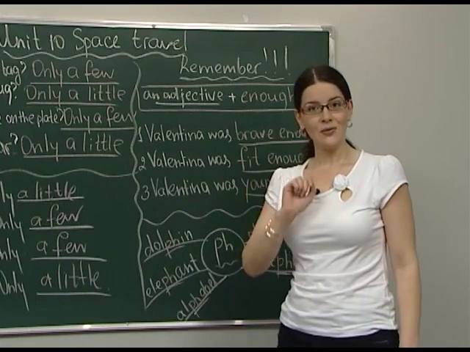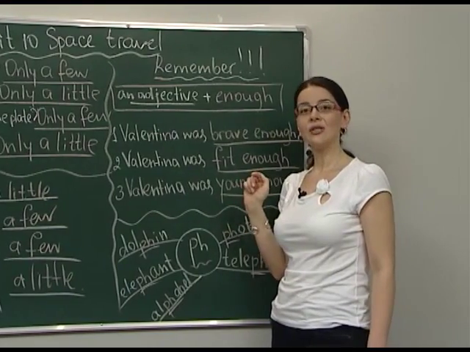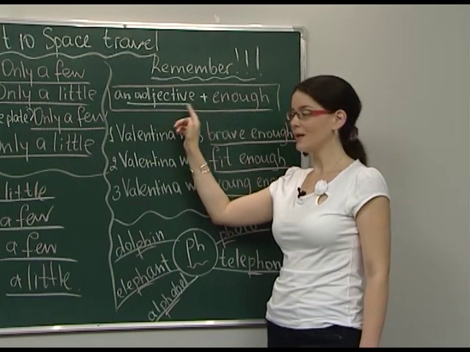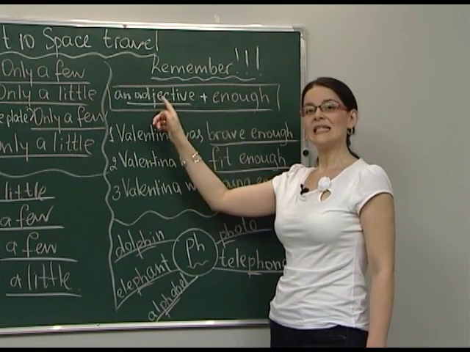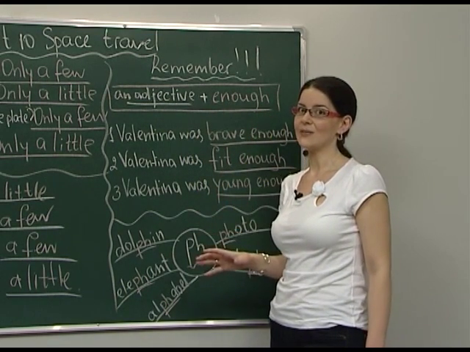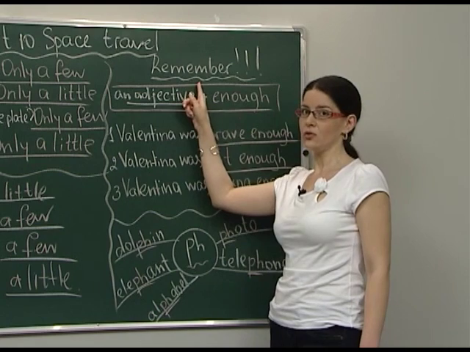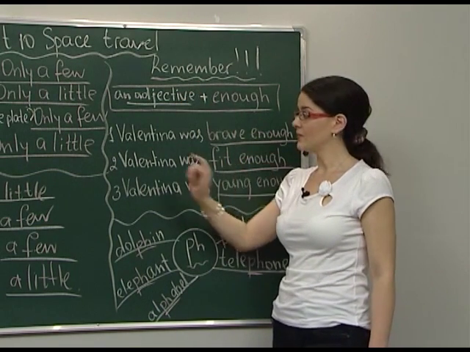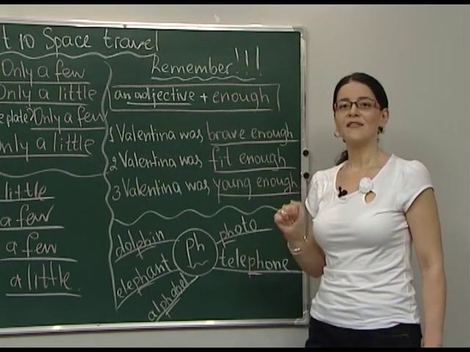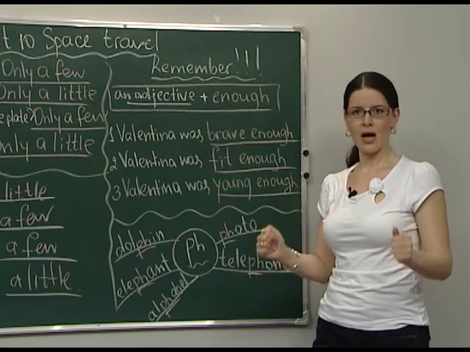Good. And now look at this part of the board. You can see an adjective plus enough. You add the word enough to the adjective. Enough means fairly, sufficiently. An adjective and then enough. Please remember. For example, Valentina Tereshkova was brave enough. Valentina Tereshkova was brave enough, courageous.